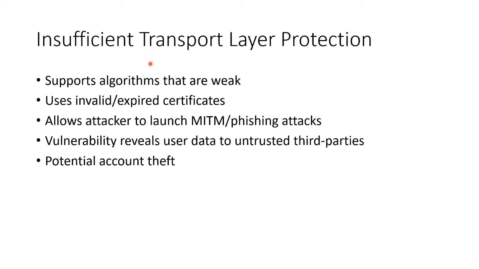So maybe there are weak algorithms, or the usage of expired or invalid certificates is allowed, which means we could come up with our own phony certificates. Maybe this allows the attacker to launch man-in-the-middle or phishing attacks. Or there are vulnerabilities that will reveal user data, or there's potential account theft. So we're talking about really up to HTTP, the layer that gets the data up to the web app, and anything down below in the network.